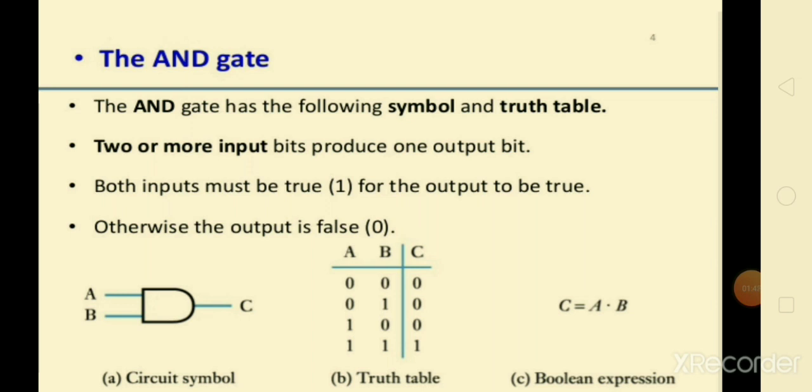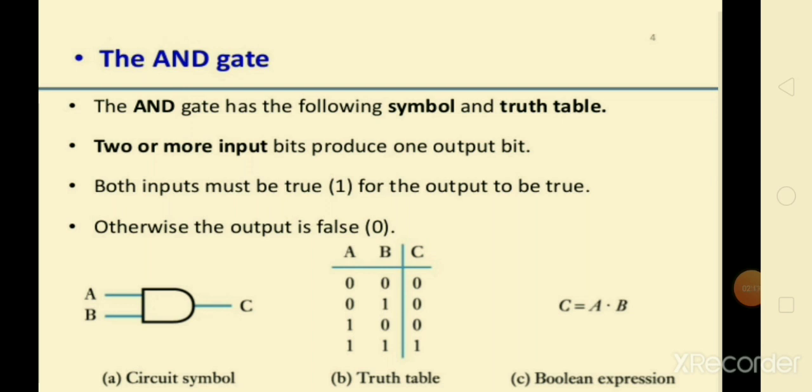In this, A and B are the variables. How many different combinations can there be of A and B? There are four combinations, like 0 0. When A is 0, B is 0, and what the output will be is shown in column C. Okay, so this is how we write the truth table.